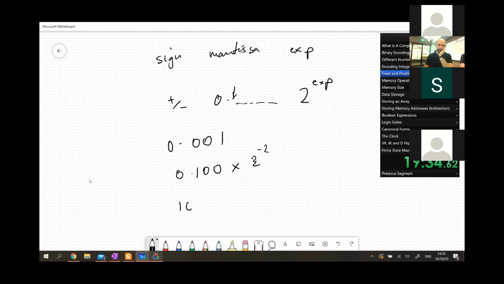Going the other way, say we had 100.00. This representation goes to 0.100 times 2 to the power of 3. So exponent is usually encoded in 2's complement. For the mantissa, just remember, the number 1 always has to be exactly to the right of the decimal point. That's the main takeaway. And then sign, again, is just 0 or 1.